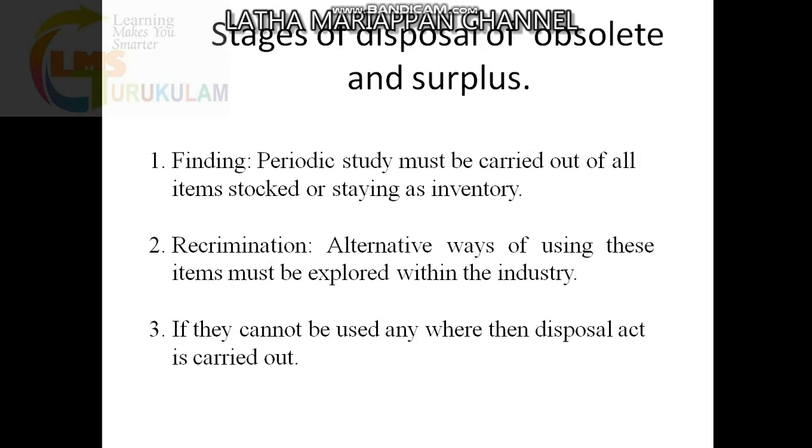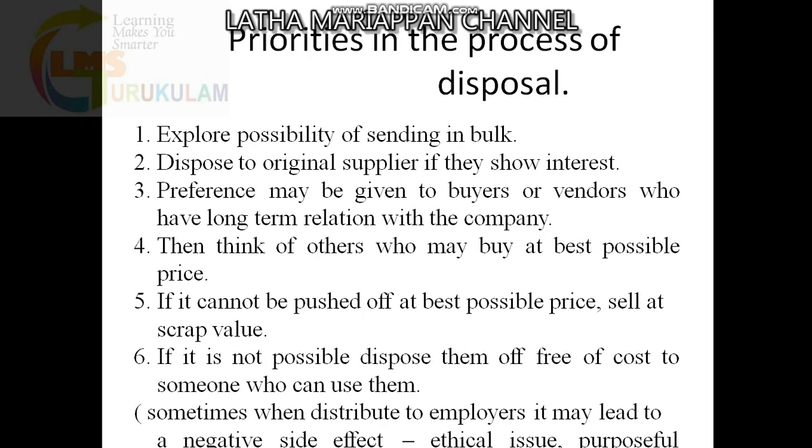Stages of disposal of obsolete and surplus material. We'll see. Finding: periodic study must be carried out of all the items stocked or staying as inventory. Next one is recrimination: alternative ways of using these items must be explored within the industries. Third one, if they cannot be used anywhere, then the disposal act is carried out, okay. So these are the various stages.